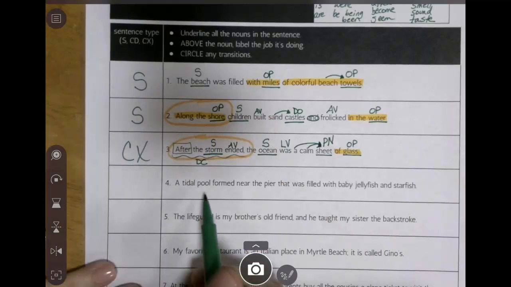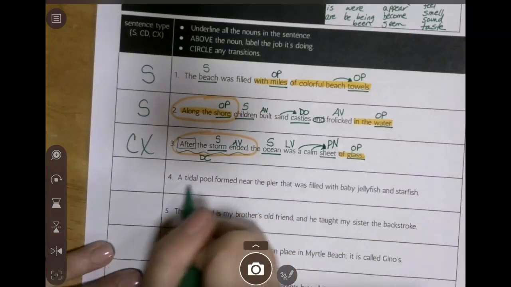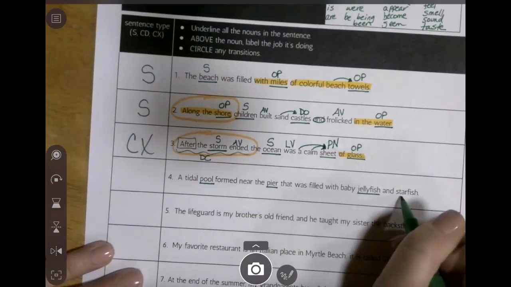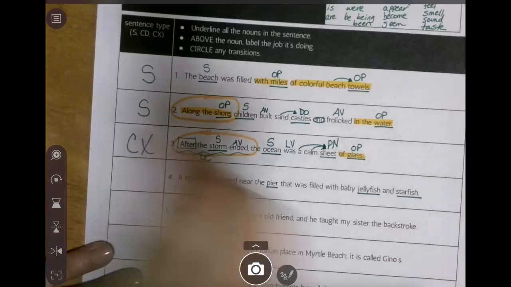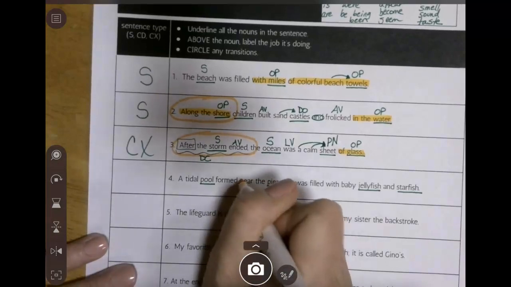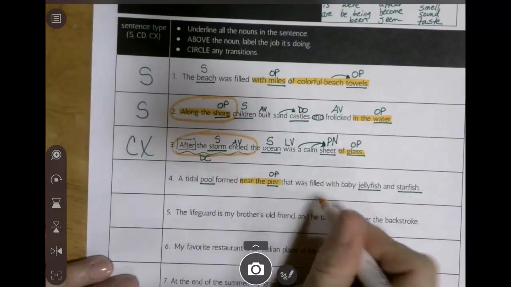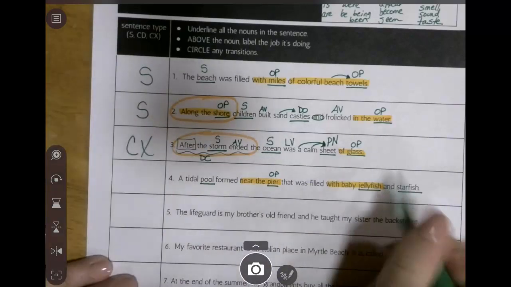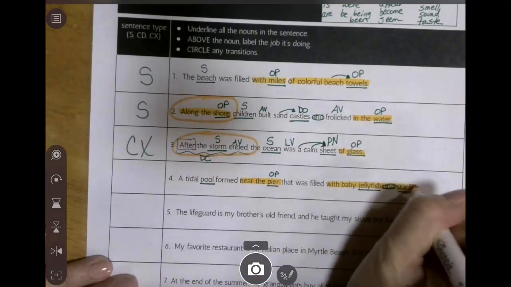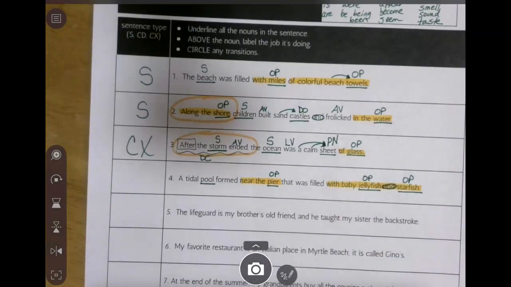All right, number 4, a tidal pool formed near the pier that was filled with baby jellyfish and starfish. So I'm going to go through pool, pier, jellyfish, starfish. All right, I'm going to start by looking for my prep phrases. I see near. That shows where something is. Near what? Near the pier. So that's an object of a preposition. With baby jellyfish. And then I run into a conjunction, which makes me think, is it with anything else? It's with baby jellyfish and starfish. So each of these are objects of prepositions.